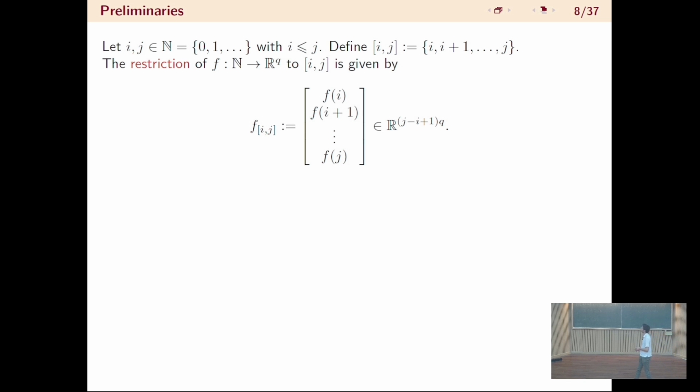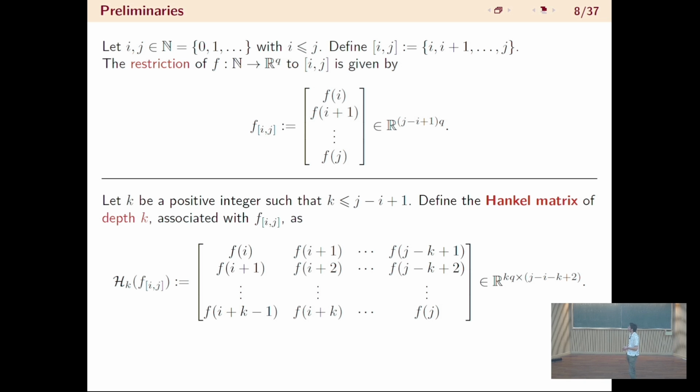So that's a real vector. Now, for such a restriction of a function f, I will also consider what is known as a Hankel matrix. So what is a Hankel matrix? Well, we have this Fij, this restriction, and I build this matrix over here. It's a Hankel matrix of a certain depth k. K is a number that is less than or equal to j minus i plus 1.